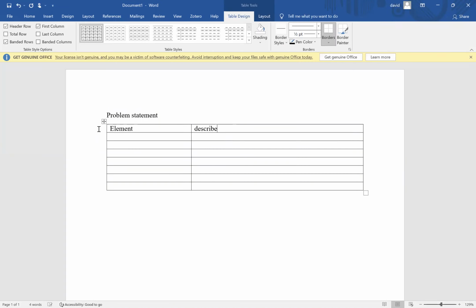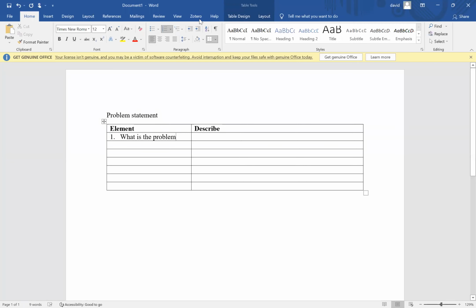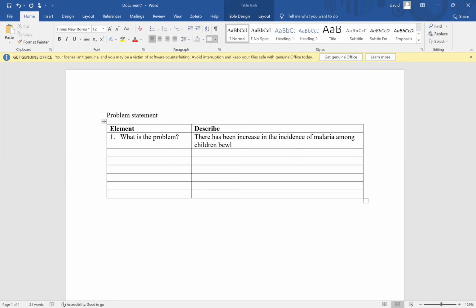So the first question here is, what is the problem? So we're going to use an example of malaria, and then we say that there's been an increase in the incidence of malaria among children below 5 years in Kono district.